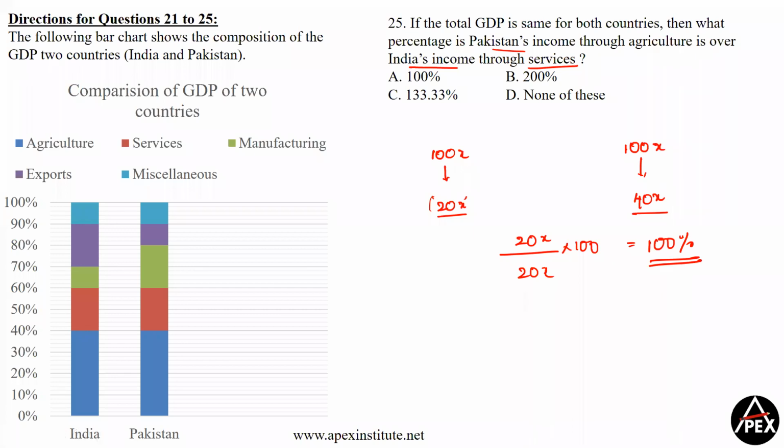Clear, guys? Any doubts in data interpretation? Quick responses, please. No doubts. Okay, so moving to Venn diagrams.